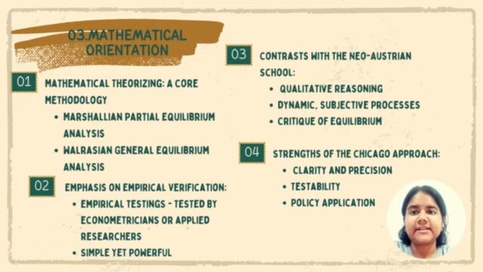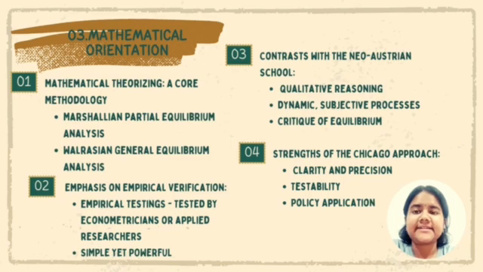The key methods include Marshallian partial equilibrium analysis. This analysis focuses on a specific market or sector while holding other variables constant. Useful for analyzing supply and demand in isolation to derive clear conclusions about price and quantity equilibrium. For example, studying how a tax on cigarettes affects the cigarette market without immediately considering its effect on other markets.